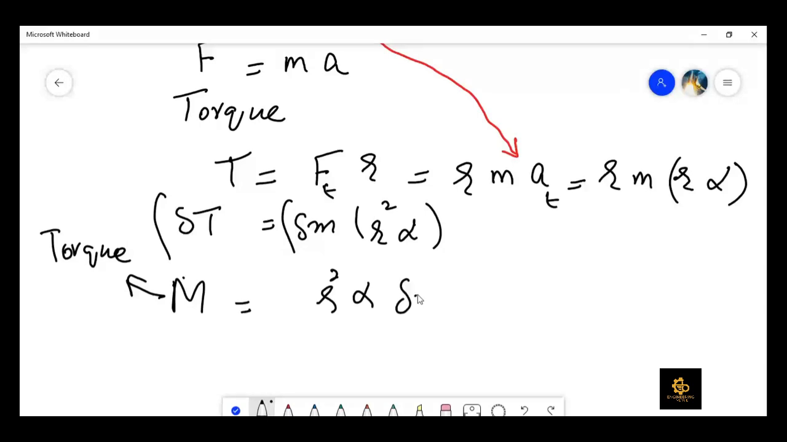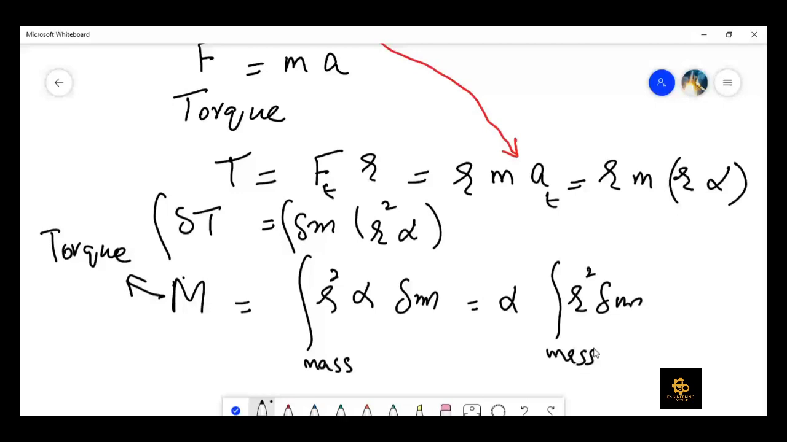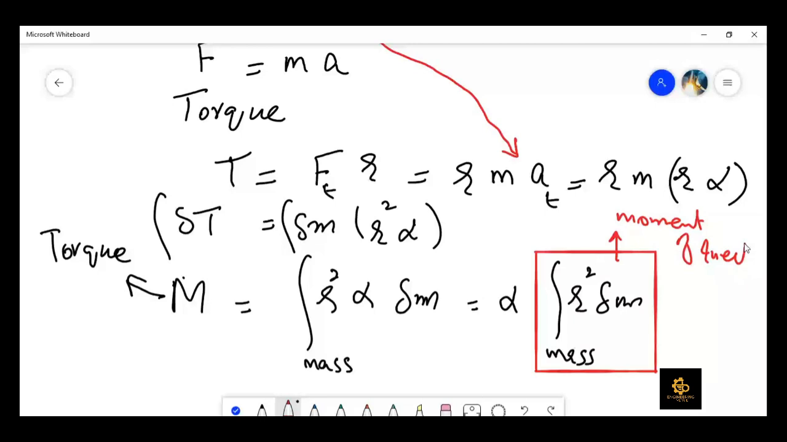So we are talking about the whole mass, and we are going to integrate it. Because for rigid body motion alpha would be the same, the whole body has the same angular velocity as well as the same angular acceleration. So alpha comes out of the integration, and we have R square into dm for the mass. What is this? We know this quantity from our statics or dynamics knowledge: that is moment of inertia. So we can say that M is equal to I into alpha.